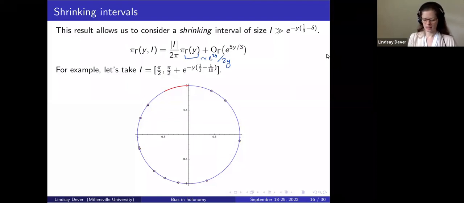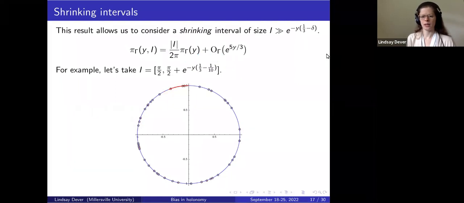I'm plotting the holonomy as an angle on the circle, and we're counting the number of geodesics that fall in this red interval right here. This is geodesics up to length 3, up to length 4, and up to length 5. Our result says that the number of geodesics that fall in this interval is proportional to the size of that interval. So this is a stronger result than just equidistribution alone.